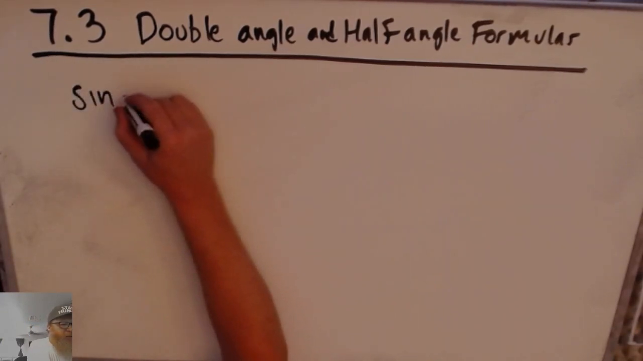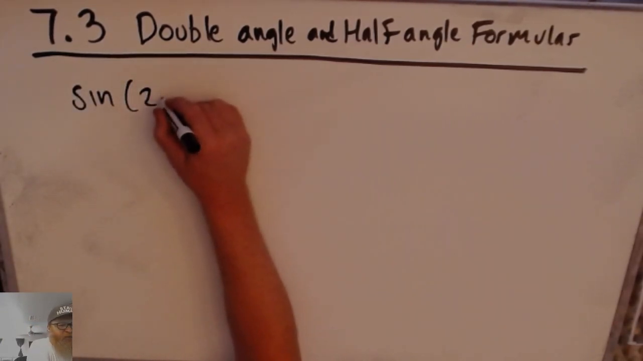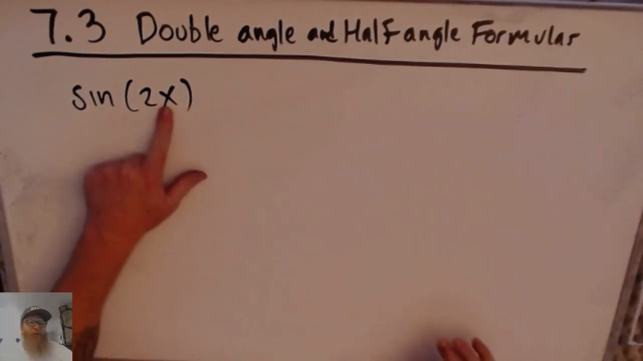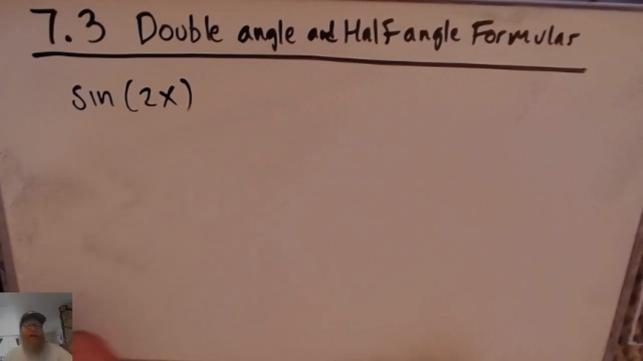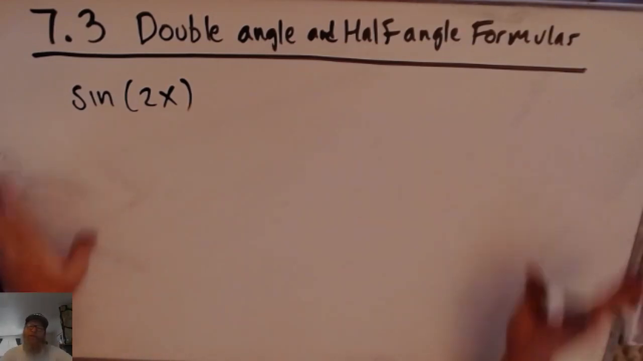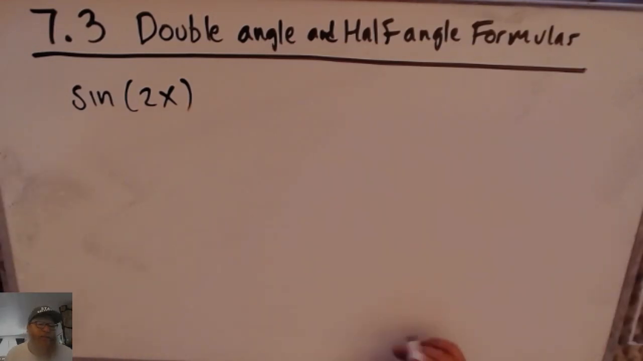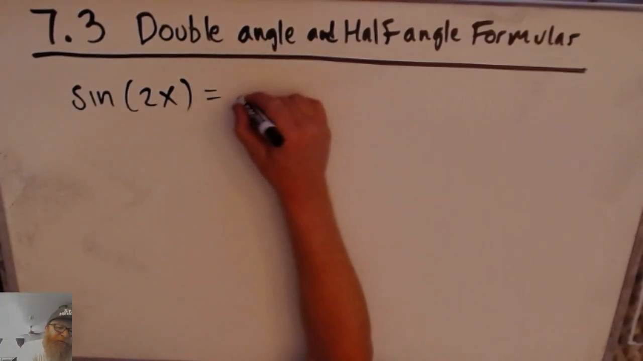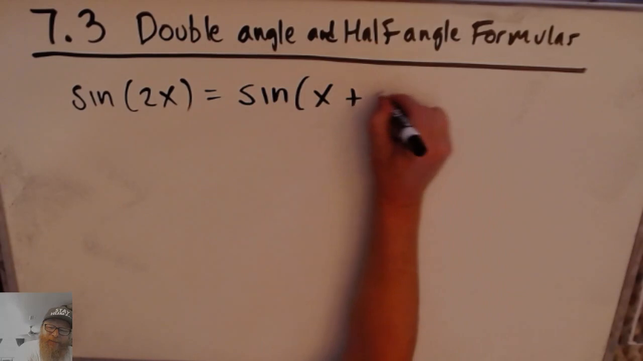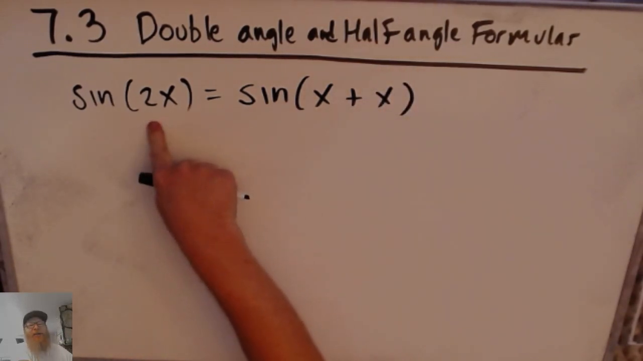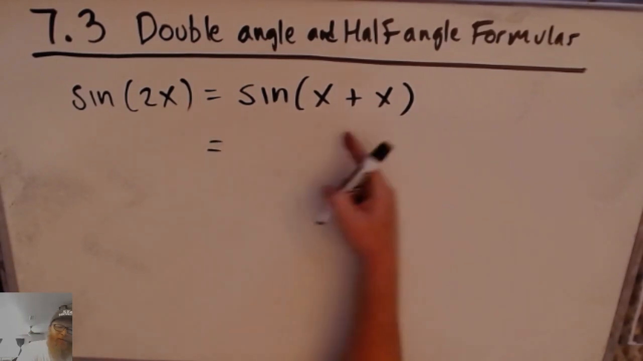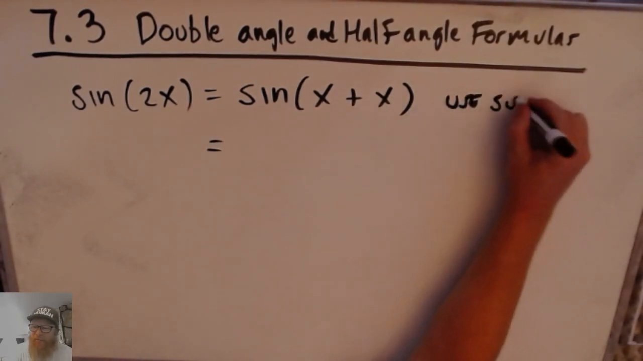So suppose I want to know what is sine of 2x. Sometimes we use theta or t or s or some other angle, but for this particular presentation, I'm just going to use x. Well, it turns out that we already have a formula for this, because a double angle, 2x, is just the same as x plus x. So we can use the sum formula.